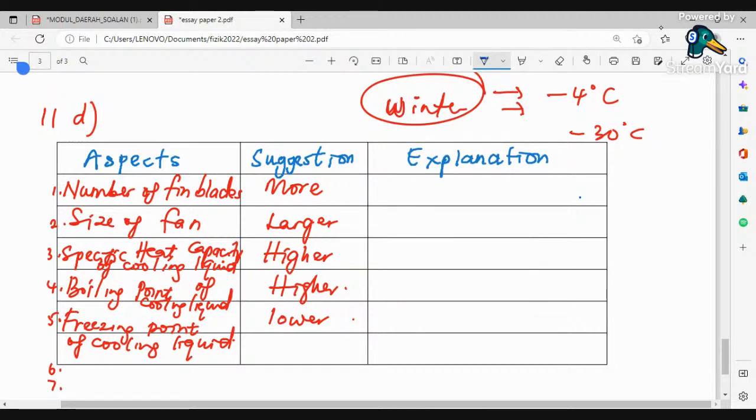Number of fin blades more. Fin blades for the cooling. So it must be more so that it will release more heat energy. Okay. Size of fan must be larger. More air.